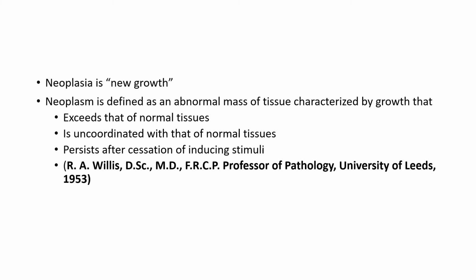The best description of neoplasia is from the Professor of Pathology, Professor Willis from University of Leeds in 1953, who described neoplasia as an abnormal mass of tissue characterized by growth that exceeds that of normal tissue, is uncoordinated with that of normal tissue, and persists after cessation of the inducing stimuli.